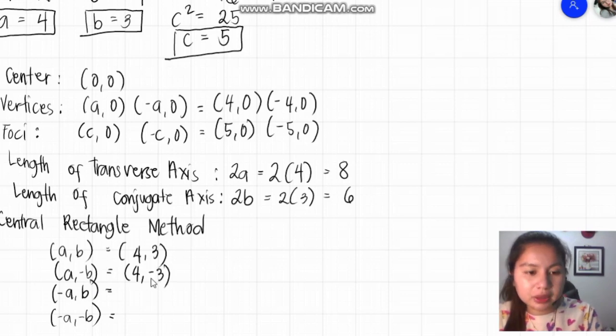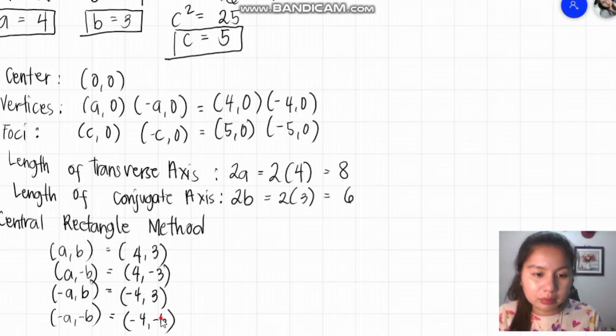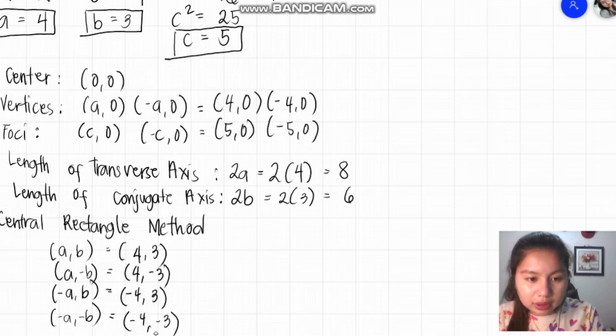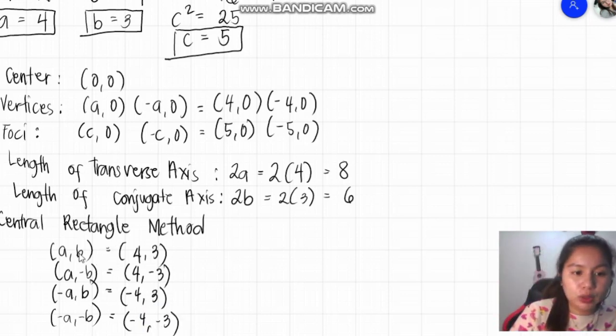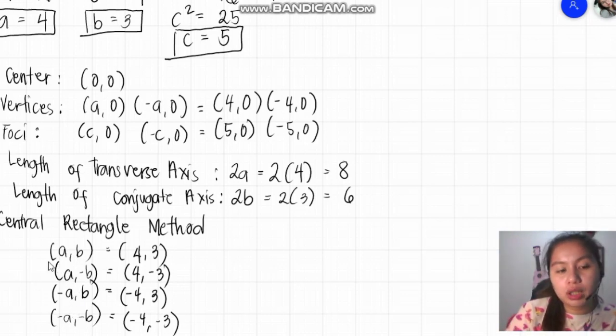Next naman natin is negative A. So, negative 4. And then, we have B. Positive. So, 3. Next one, parehong negative. So, we have negative 4. And then, negative B. Negative 3. Kailangan palitan lang natin to. So, negative 4 and negative 3. Again, paano makuha to? Tatandaan nyo lang itong formula na to. Pag centered at origin, and then, papalitan nyo lang.